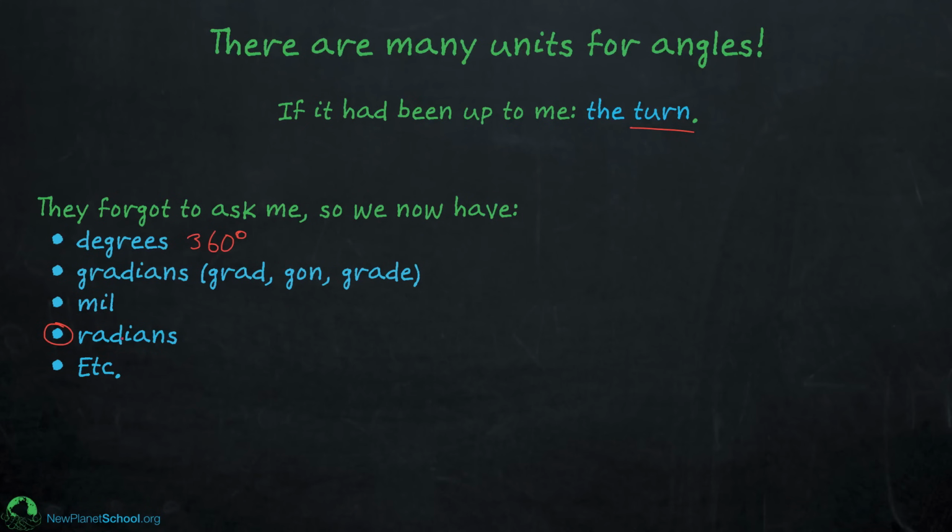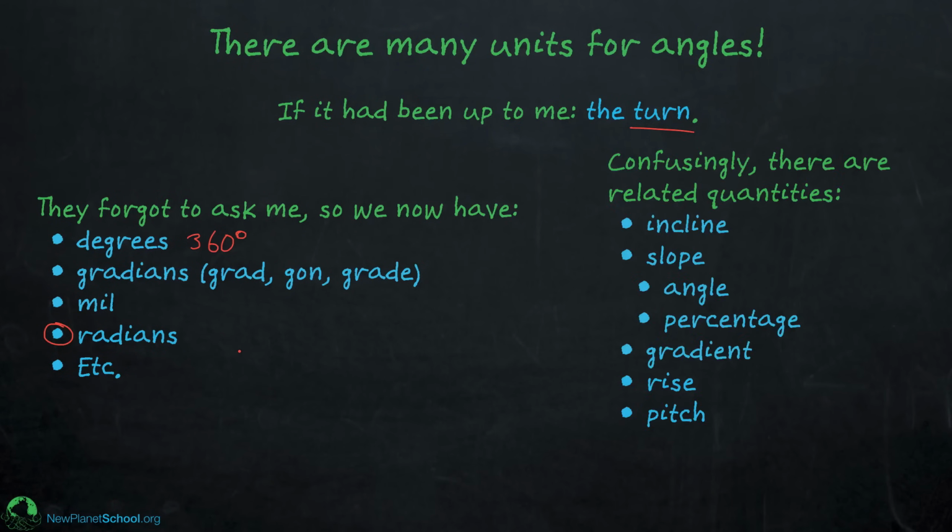So there are a lot of different ways of measuring angle, just like there are different ways of measuring time and length and anything else. It can even be a little bit more complicated because angle can also be related to other concepts like incline or slope. And gradient is another concept that comes up a lot in math, like in calculus, the rise, the pitch. And of course, these things can also be measured in terms of their angle, which then uses all of these different possible units.